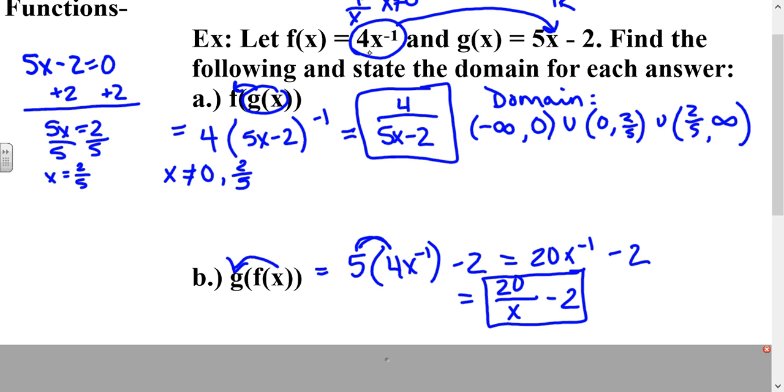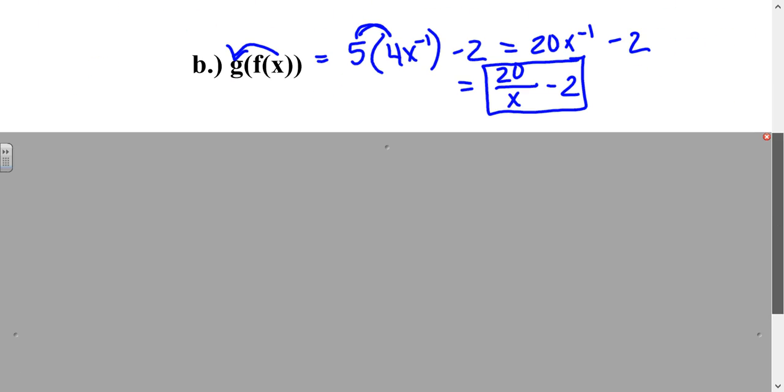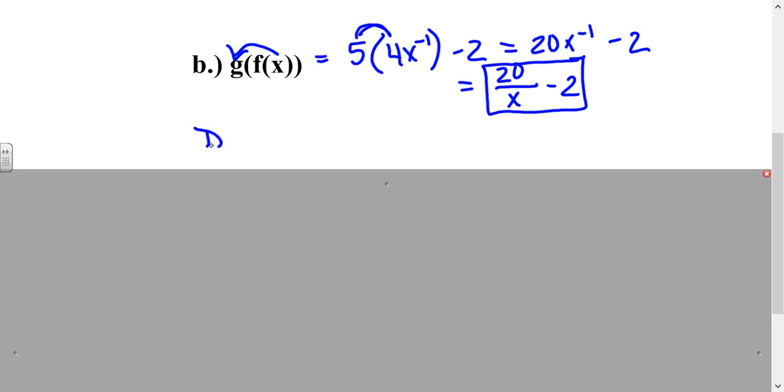Now remember, my original domains, I already know I cannot plug in 0 for x. And if I look at my answer, I have x in the denominator again, so I can't plug in 0. So overall, my domain is going to be that x cannot equal 0. So you're going to have from negative infinity to 0. I can't plug in 0, so I'm going to leave it in parentheses, and then from 0 to positive infinity. So this shows that I can plug in any number except 0 because there's parentheses around the zeros.